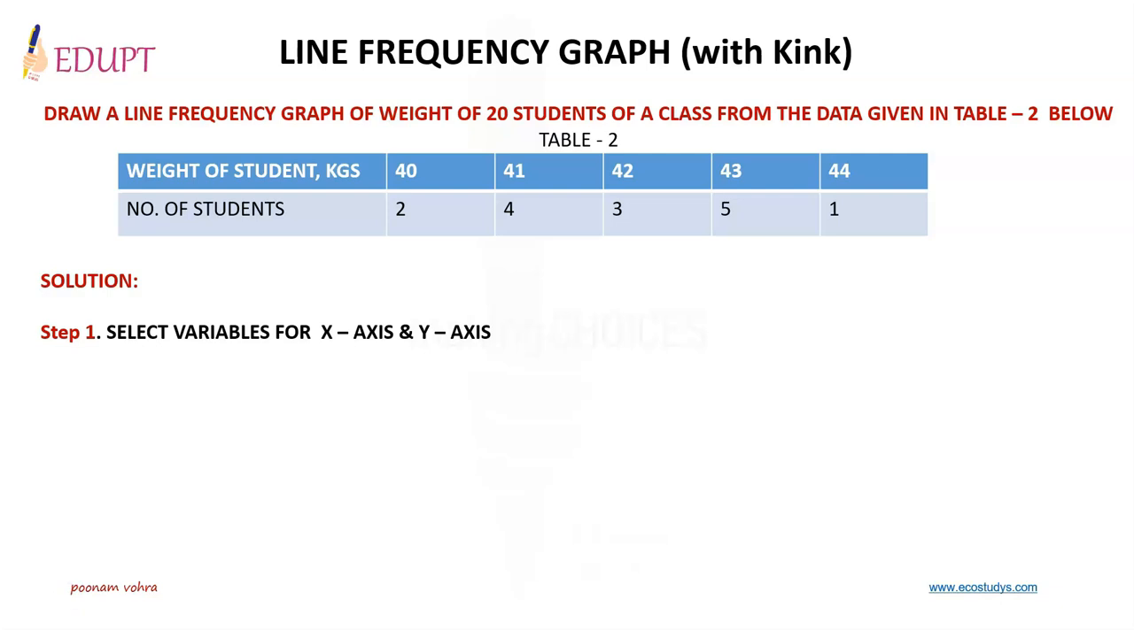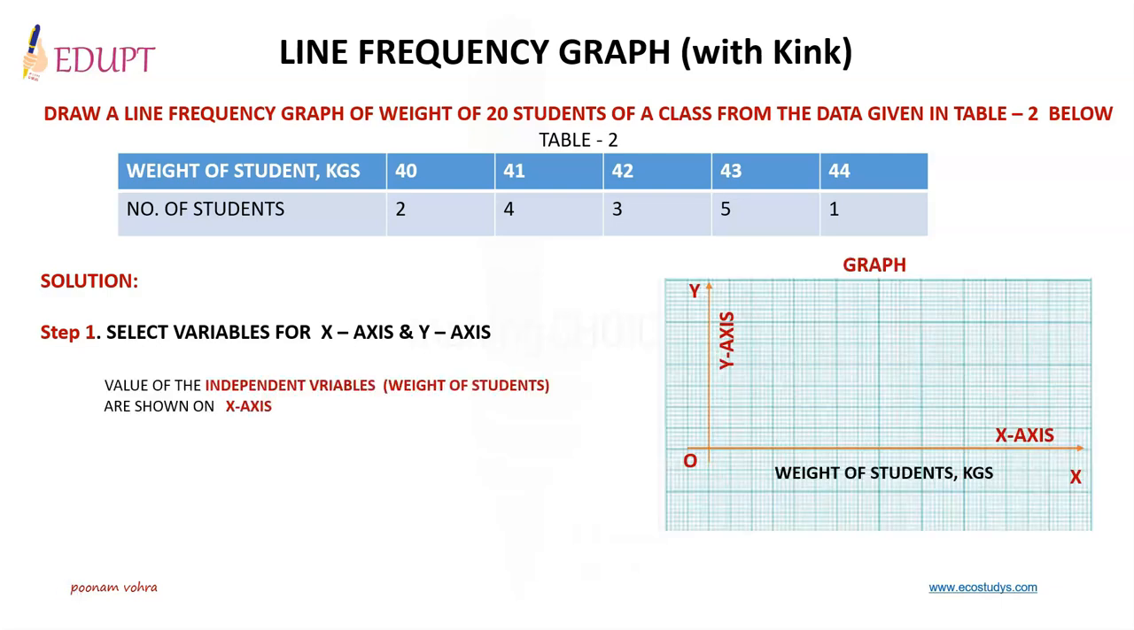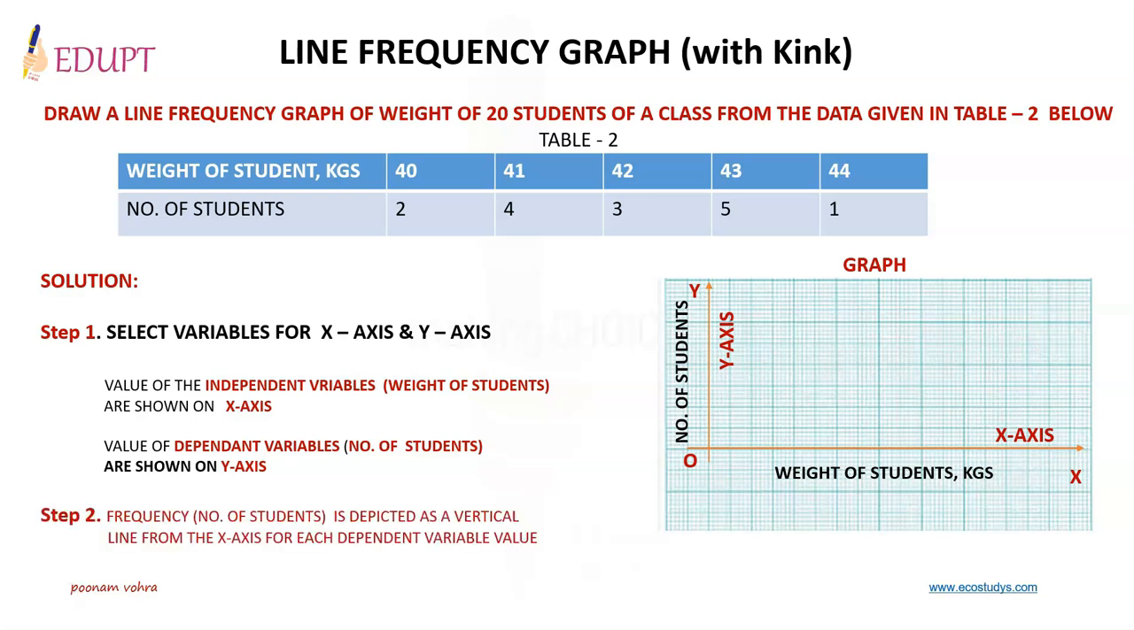First step is that you need to select variables for the x and y axis as given here in the graph paper. The value of the independent variable, which is the weight of the students, is shown on the x-axis, and the value of the dependent variable, that is the number of students, on the y-axis. Frequency, that is the number of students, will be depicted as a vertical line from the x-axis for each variable value.